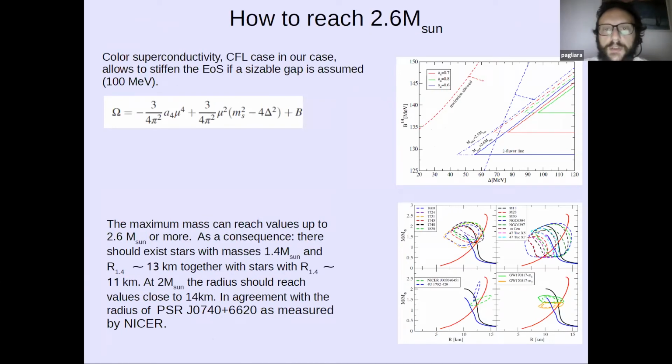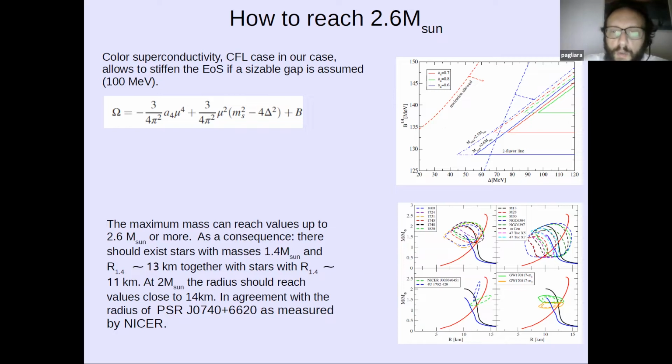Now, how to reach 2.6 solar masses with quark stars? One possibility is to include color superconductivity. In this case, we have just included, as an example, the CFL phase, and we have basically explored the parameter space. In order to have 2.5, 2.6, the conclusion is that we need a quite sizable value of the superconducting gap, of the order of values close to 100 MeV. So it's an important superconducting gap.